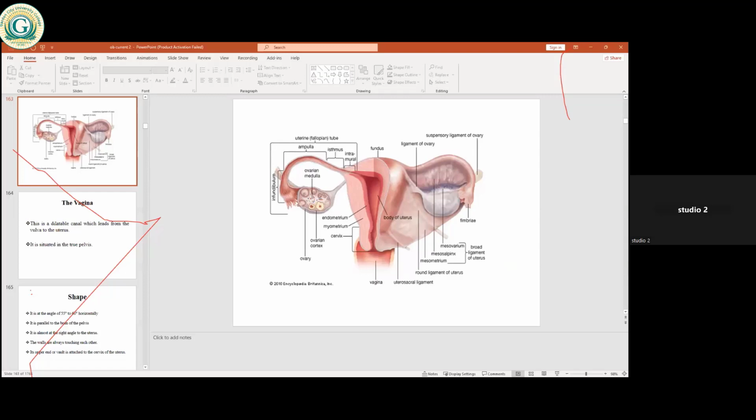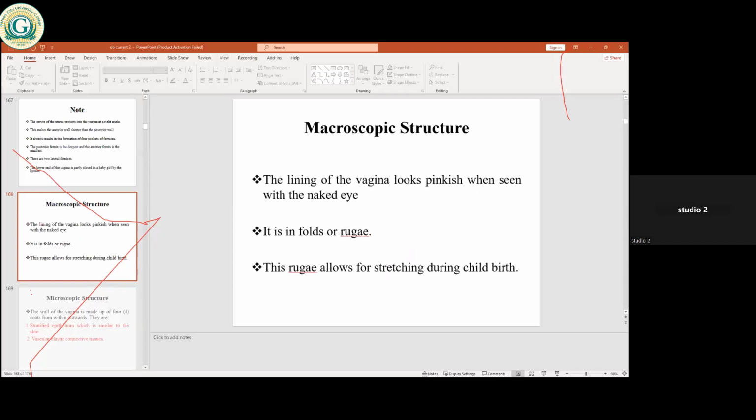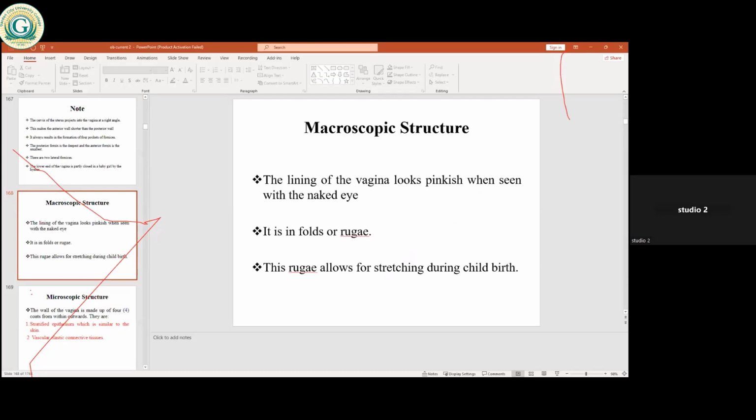a funnel. When you look inside the vagina without the microscope, you use the speculum to open the vagina, you see the lining of the vagina is pink when seen with the naked eyes. And it forms folds, and these folds are called rugae. It is these folds which actually make the vagina dilatable. You can stretch. It's not a straight wall. It is thrown into folds. And as we said, the rugae allow for stretching during childbirth. But what you should know is that with subsequent births, that stretch property of the vagina normally goes away. So that is the rugae.